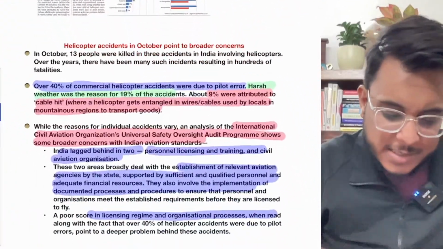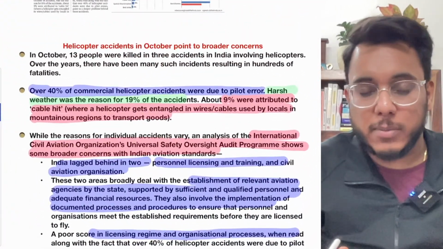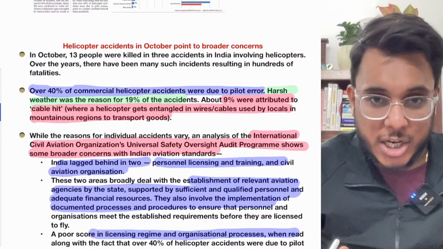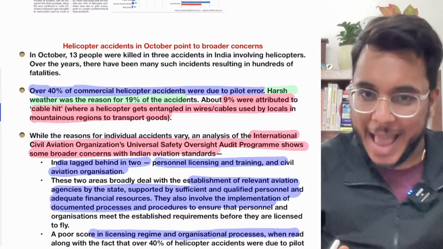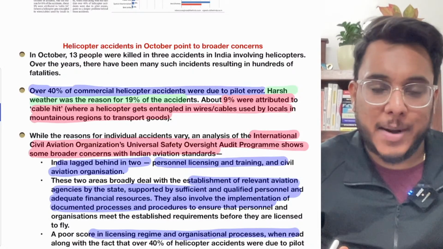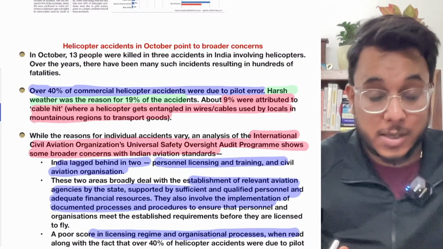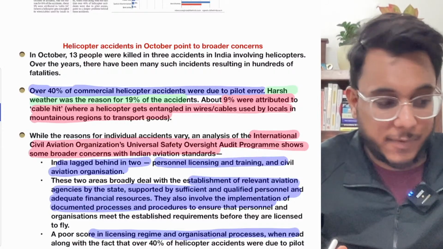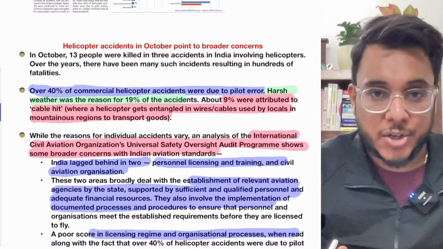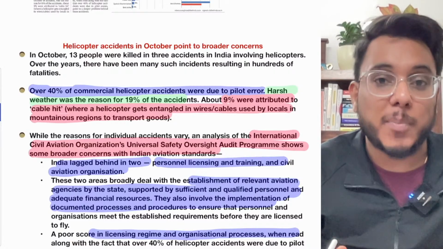But generally, we'll see this particular thing when we talk about aviation issues, such as helicopter crashes, etc. Why are these things happening? Actually, what happened last year? The first CDS of India, General Bipin Rawat, also died in a helicopter crash.